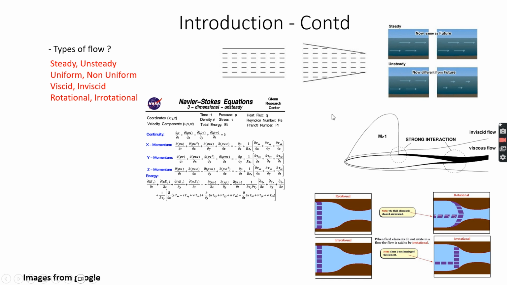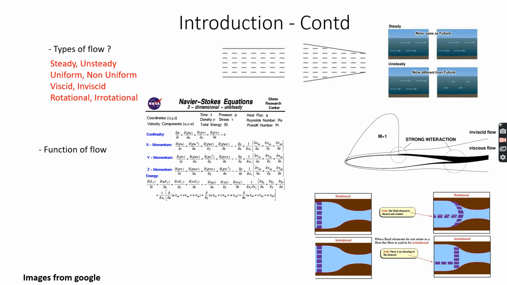Viscid and inviscid have more to do with the viscosity, which is modeled through the viscous stresses over here. The coefficient of the viscous stresses is the molecular viscosity. Rotational and irrotational are more about the curl of the velocity, and that tells you whether it is a rotating or an irrotational flow.